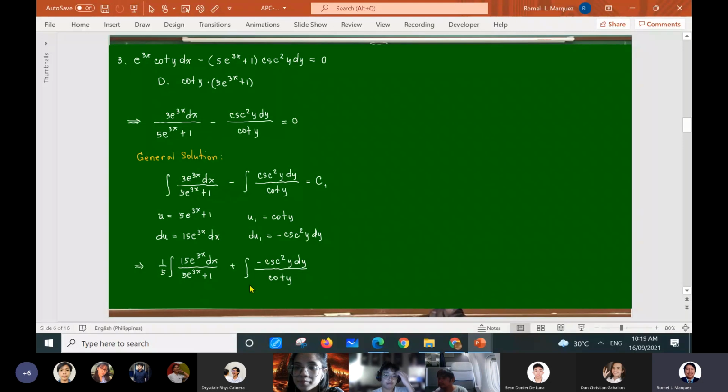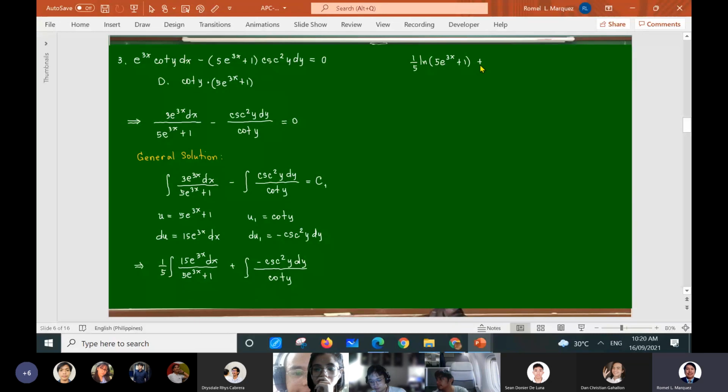Let's now evaluate. What's the integral of the first term? So that is 1/5 du over u, integral of du over u, ln u. So we have 5 e to the 3x plus 1, no? No need for absolute value here. Why? Because 5 e to the 3x is never negative. So absolute value is immaterial here.